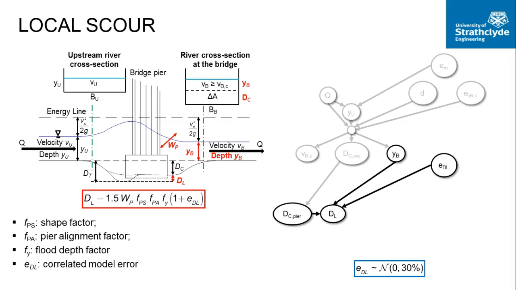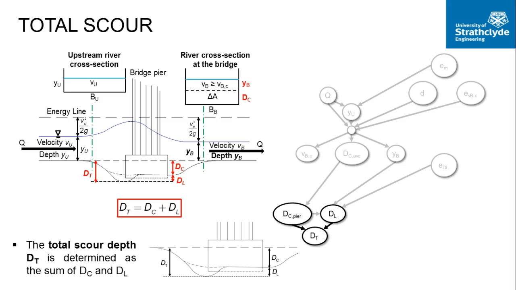The local scour depends on the channel width, the pier width, corrected by some factors including its shape, its alignment to the flow, and the local water depth. And a model error is added as well to the local scour model. And finally, the total scour is simply the sum of the 2 components.